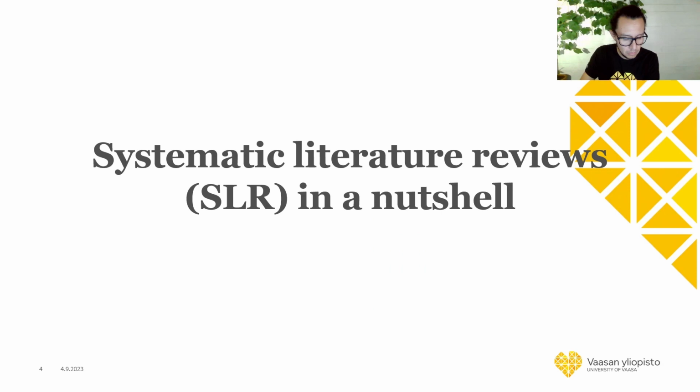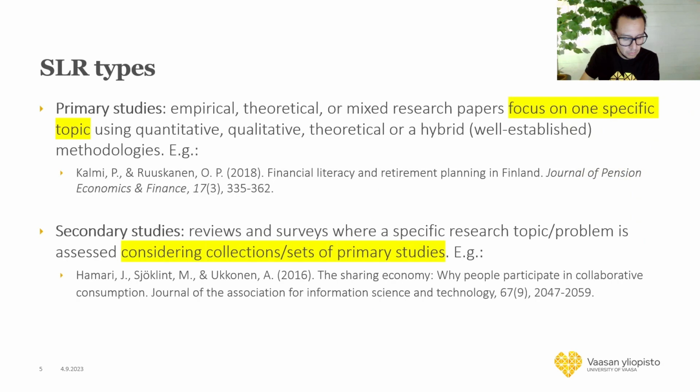What is a systematic literature review? There are different types of articles and different types of studies, which are a summary of these investigations. There are different studies and different classifications, but in a nutshell, there are primary studies and secondary studies.